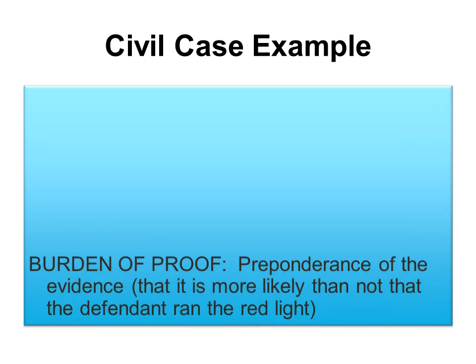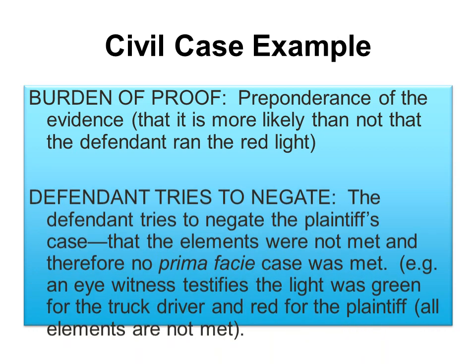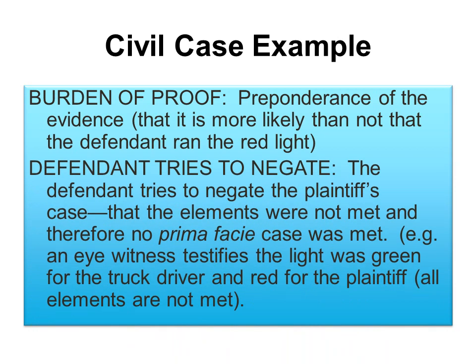Next, we look at the example of burden of proof. In a civil claim, we have the preponderance of the evidence burden of proof. And then, after the plaintiff puts on their case and presumably meets the prima facie case and has the preponderance of the evidence to meet that prima facie case, the defendant comes in and says, okay, I wish to negate the plaintiff's claim, or negate the plaintiff's case.